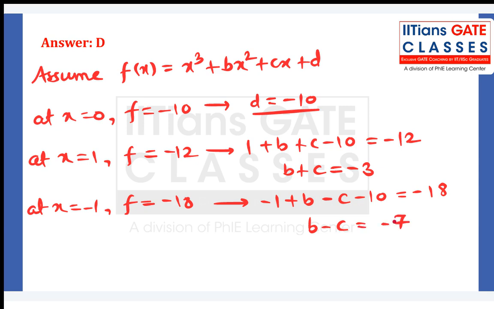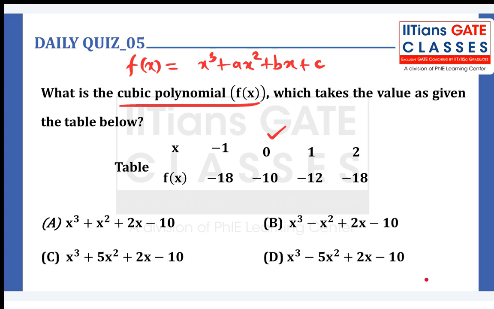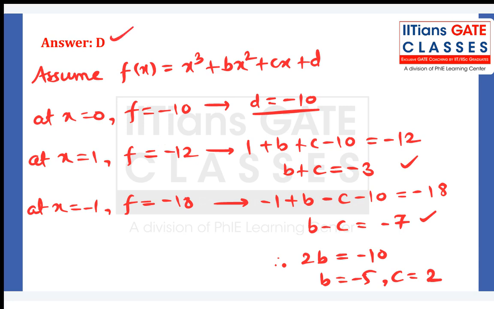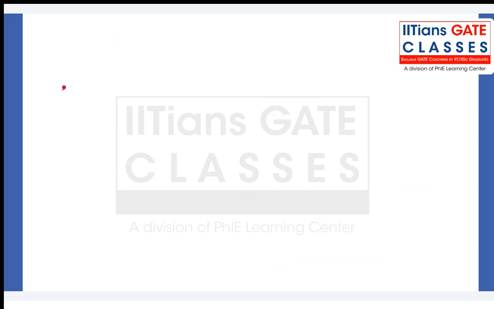Now just add these two so that c gets eliminated. So you'll get 2b as minus 10, b as minus 5, and if b is minus 5, c has to be plus 2. So b is minus 5, c is plus 2. Therefore, this option D is correct. Okay, so this is how you are supposed to solve these type of questions without taking much time.